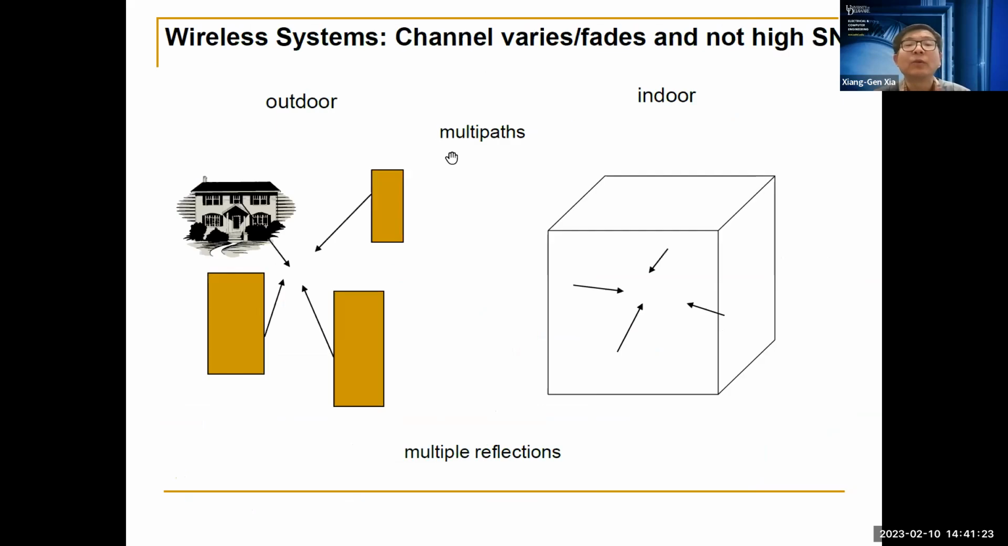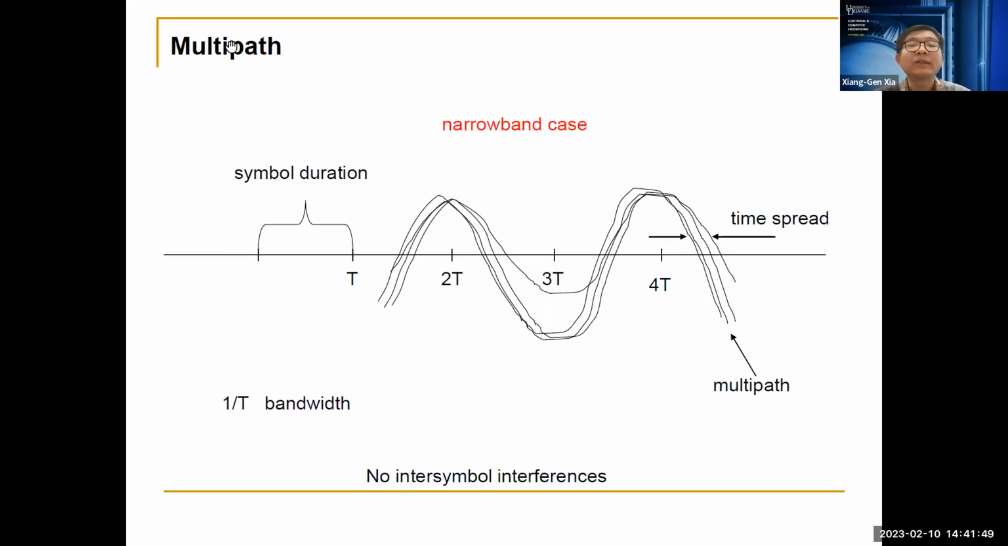So what happens in wireless? In wireless cases, the channel varies and fades, and everyone shares the same wireless channel, so the SNR cannot be too high. This applies to both outdoor and indoor, for example Wi-Fi indoors and cellular systems outdoors, with multiple reflections that cause multipath. So the multipath is here.